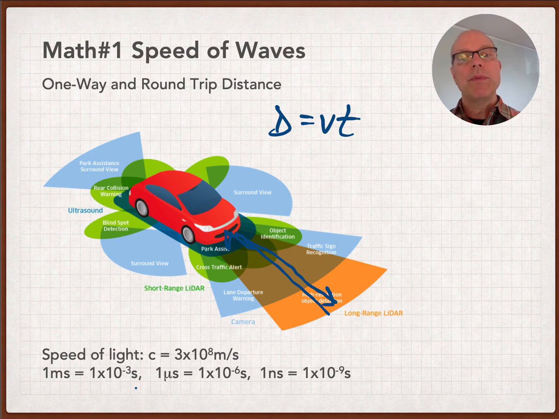And because the speed of light is so fast, oftentimes we'll use metric prefixes to describe the time that it takes to go someplace. So 1 millisecond, remember, is 1 times 10 to the minus 3 seconds. A microsecond is 1 times 10 to the minus 6. A nanosecond is 1 times 10 to the minus 9 seconds. So those are things you want to write down and keep handy, okay?